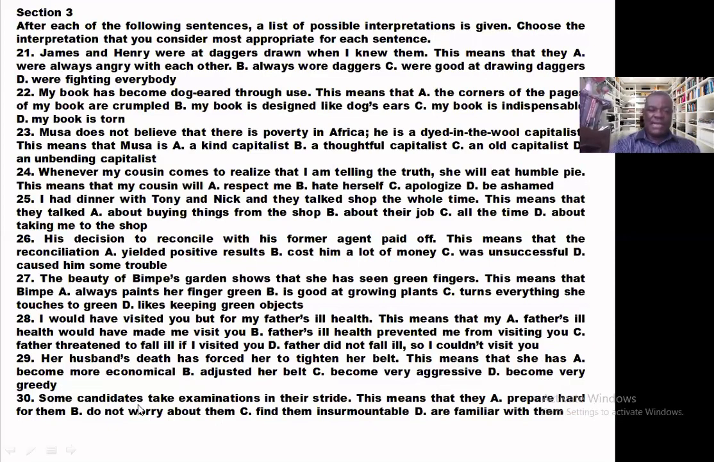Question 30, some candidates take examinations in their stride. If you take something in your stride, you don't allow it to worry you or to annoy you or to embarrass you. You take it cool, right? This means that they, A, prepare hard for them, no. B, do not worry about them. Certainly, yes. C, find them insurmountable, no. D, are familiar with them, no.